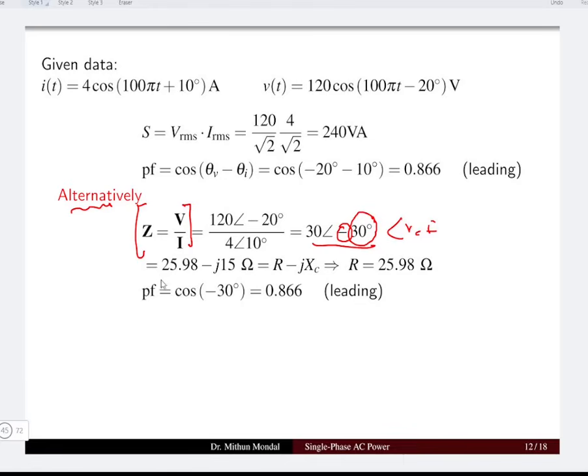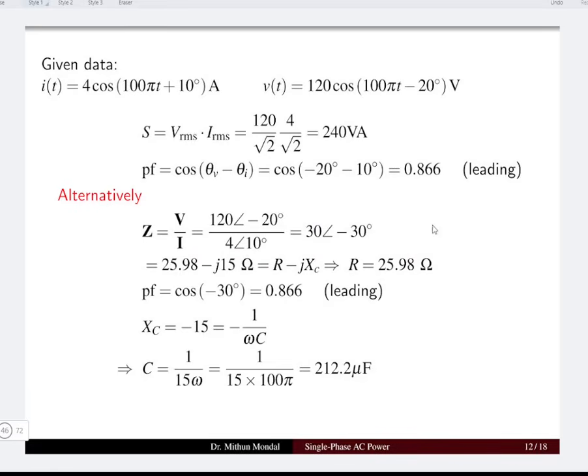So the impedance, if we obtain in the rectangular form, the real part will be the resistance and the imaginary part will be the capacitive reactance. And here we can see that 30 angle minus 30, the real part is 25.98, which is the resistance of the load. Power factor, again we are getting cos of minus 30, which is 0.866, leading in nature.